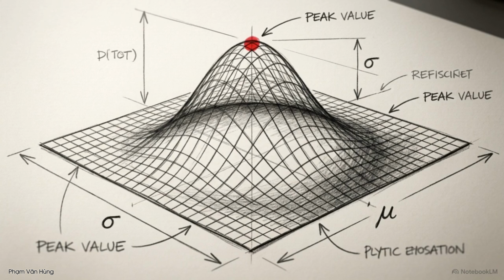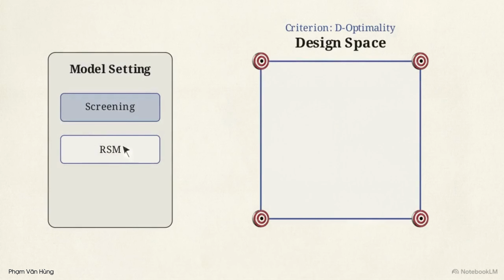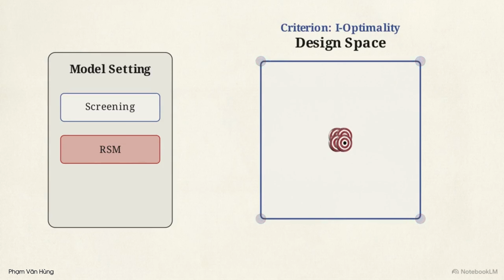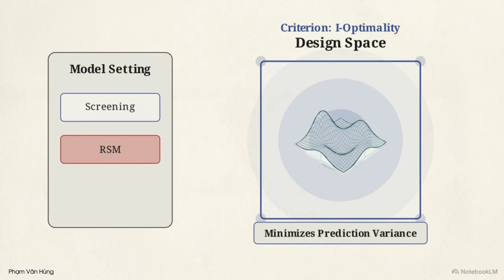Once active factors are identified, the next phase is building a predictive model to optimize your settings. For this, we use a response surface methodology, or RSM design. When you select RSM, JMP triggers a system automation that shifts the focus from D-optimality to I-optimality. While D-optimality targets the outer extremes of the design space to find exact coefficients, I-optimality covers the central surface area. This minimizes the prediction variance across the entire space you intend to operate within.